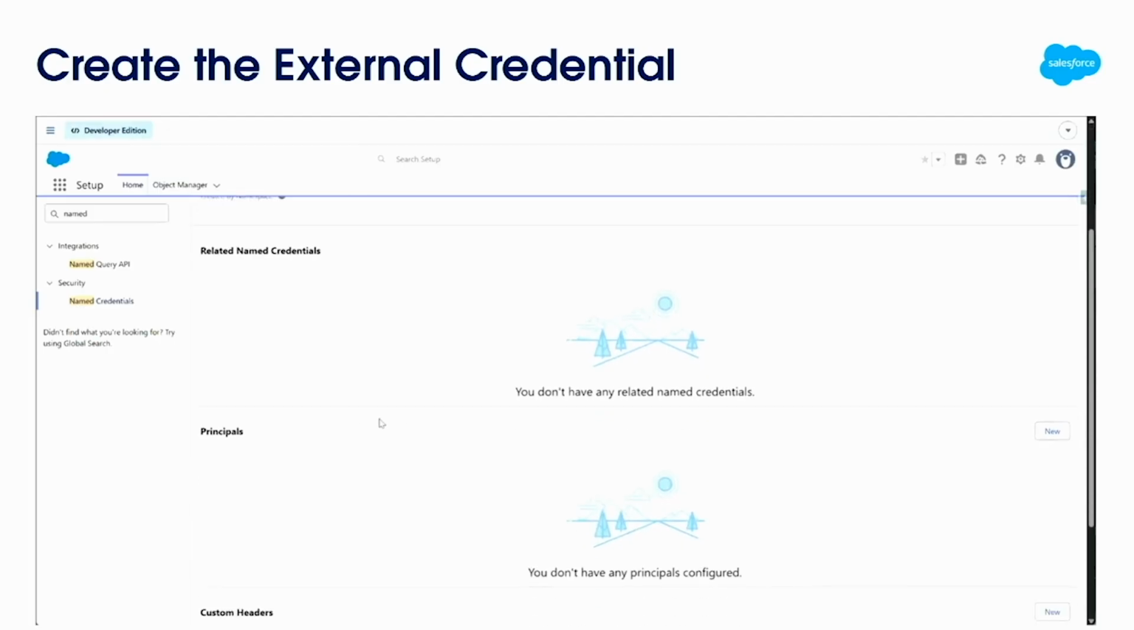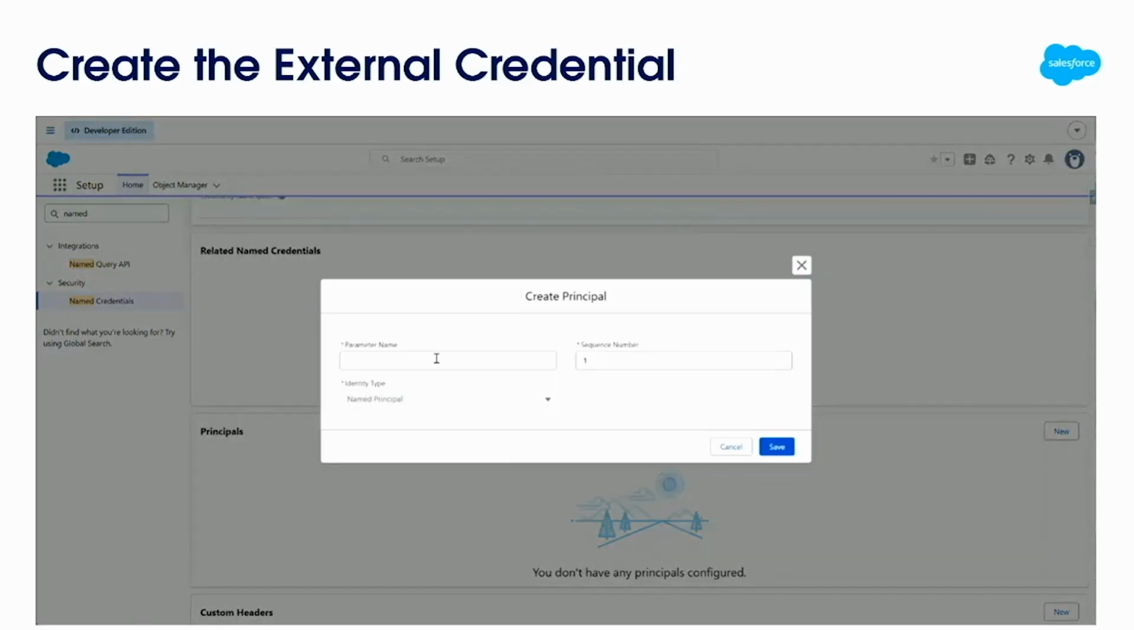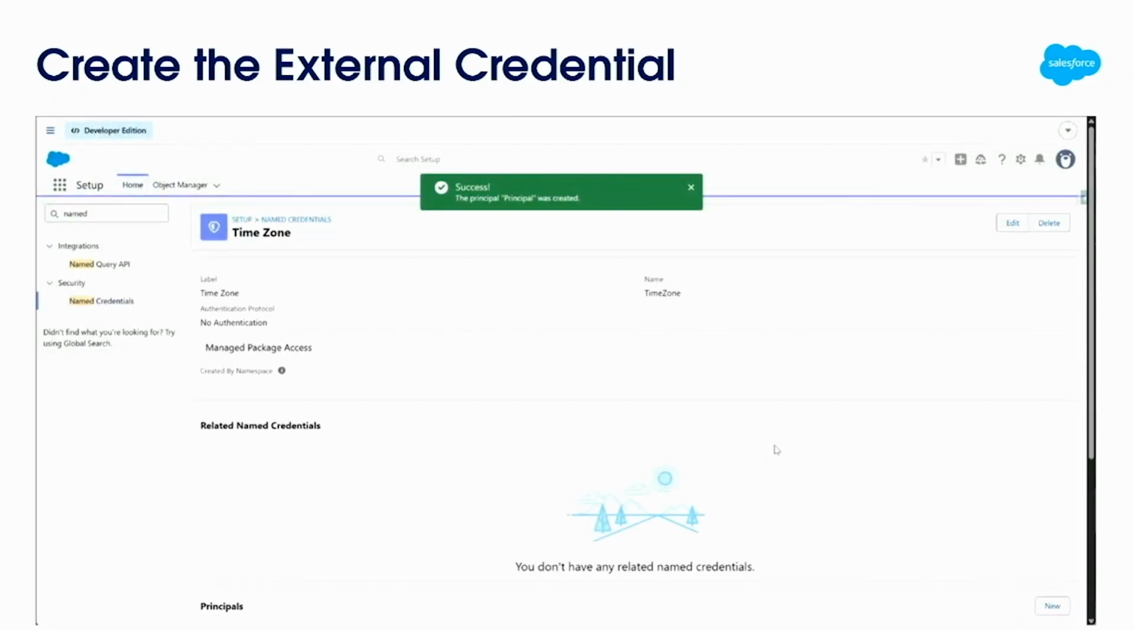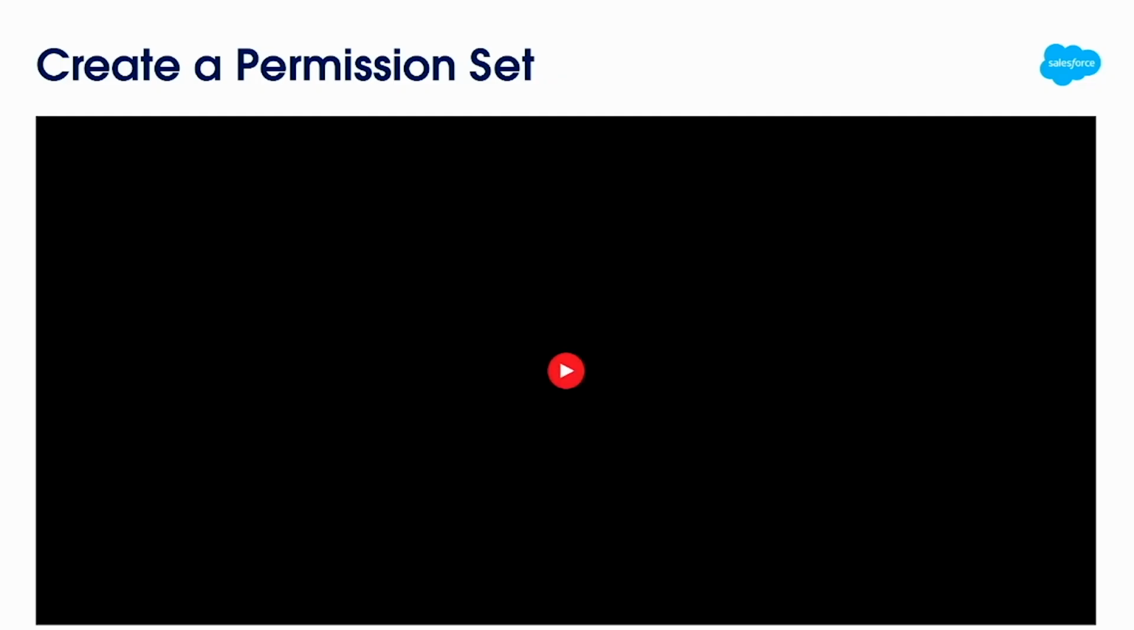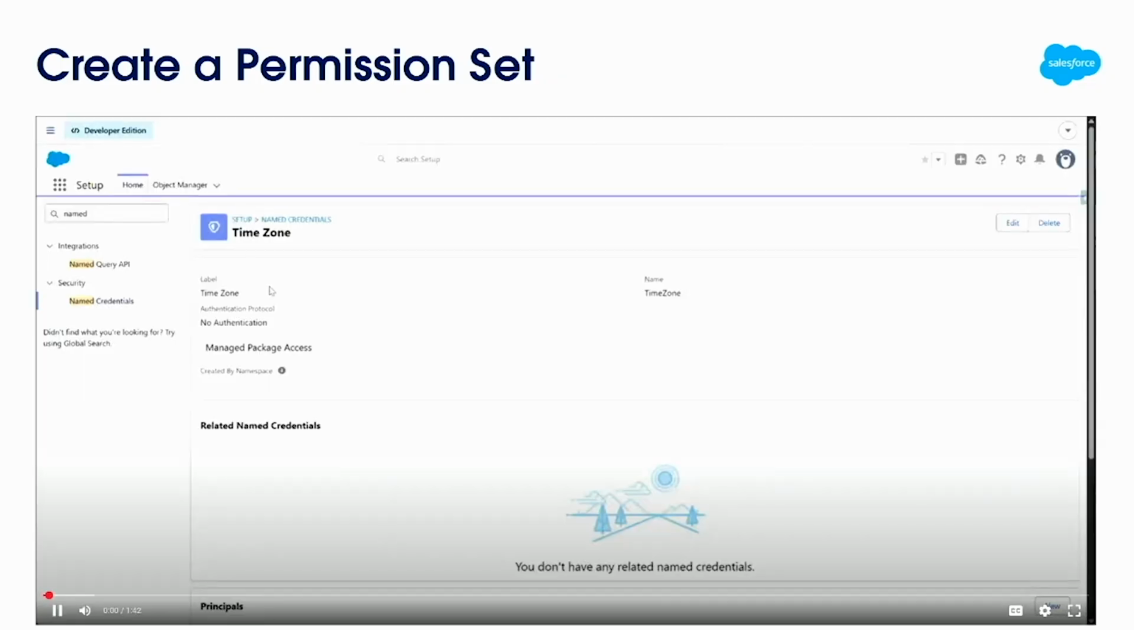I'm going to scroll down to principal and click new. A principal as part of an external credential is what we create to give users access to use this external credential. So I'm just going to name this principal and click save. Now, I said that this is what we use to give people access to this. So the next thing we need to do is create a permission set.